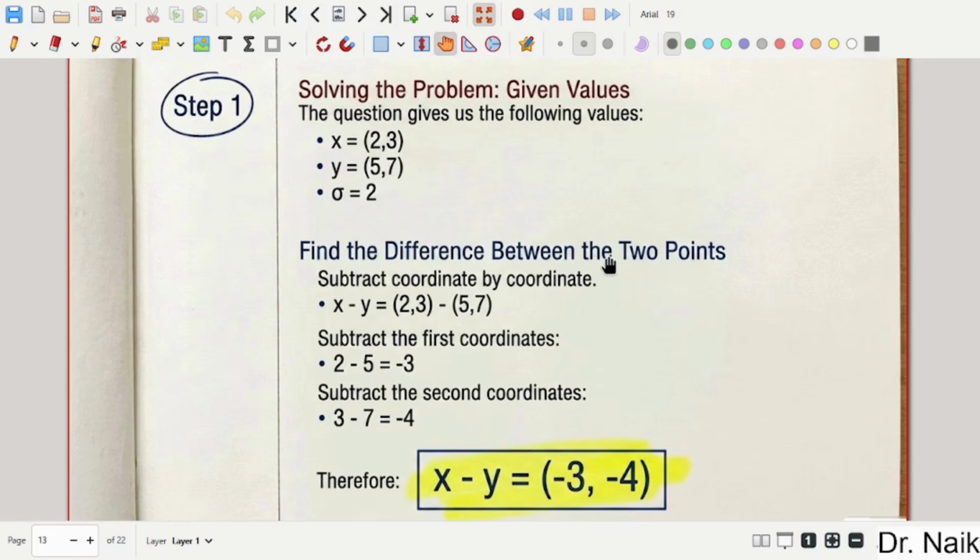The question gives the following values: x is (2, 3), y is (5, 7) and sigma is 2. Now find the difference between these 2 points, x and y. So x minus y is equal to (2, 3) minus (5, 7). 2 minus 5 gives minus 3 and 3 minus 7 gives minus 4. Therefore x minus y is equal to (minus 3, minus 4).